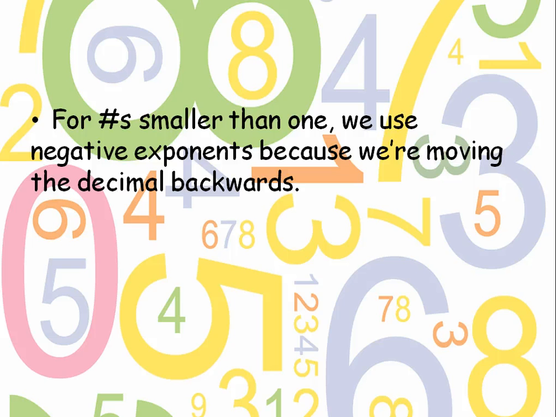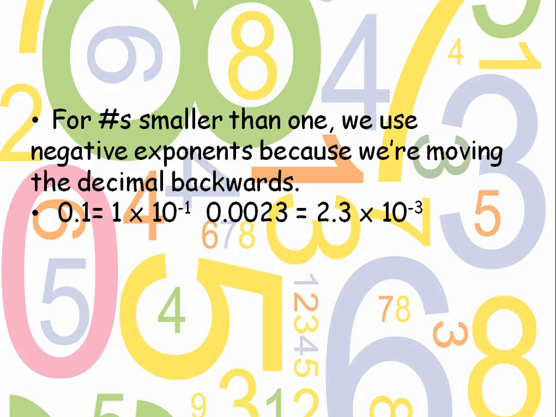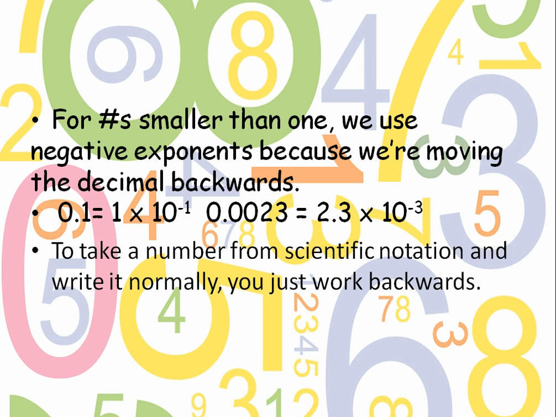For numbers that are smaller than 1, we use negative exponents because you're moving the decimal backwards. So 0.1 would be 1 times 10 to the negative 1. Instead of moving the decimal to the left, I had to move it to the right, because the decimal still has to be behind the first number on the left. For 0.0023, I'm going to put it between the 2 and the 3. I had to move it 3 places, so it's 2.3 times 10 to the negative 3.